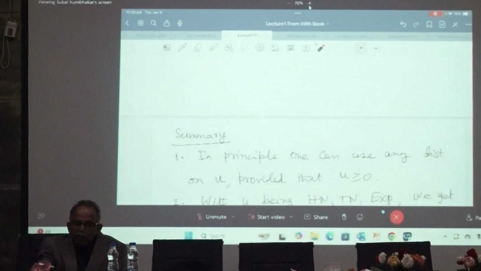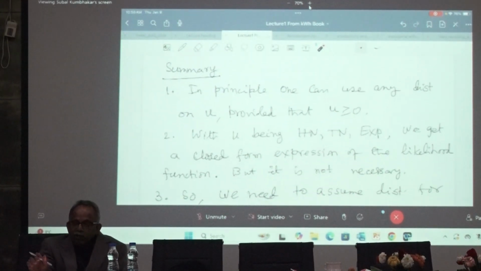Okay, so to summarize this section, what I did so far is say that in principle one can use any distribution on U, provided that U is non-negative. That is the only constraint, because we are defining inefficiency as shortfall, so it has to be one-sided. So the question is whether we agree on the distribution of that.